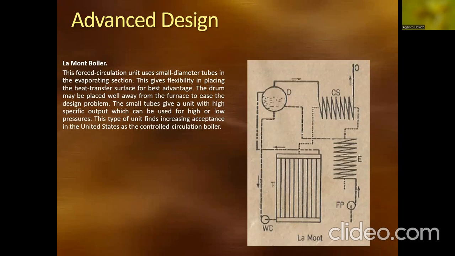So, first, yung Lamont boiler. This is a forced circulation boiler, kasi meron tayong water circulation, meron feed water pump. So, ito yung forced circulation niya. Ayan. Uses small diameter tubes in the evaporating section. This gives flexibility in placing the heat transfer surface for best advantage. The drum may be placed well away from the furnace to ease the design problem. The small tubes give a unit with high specific output, which can be used for high or low pressure. This type of unit finds increasing acceptance in the United States as a controlled circulation boiler.